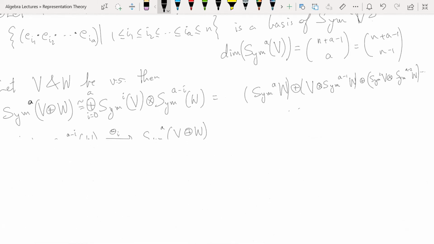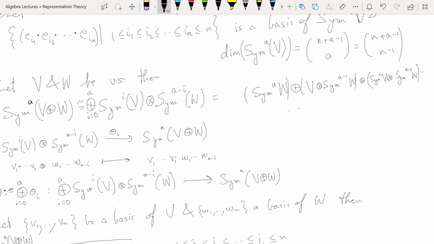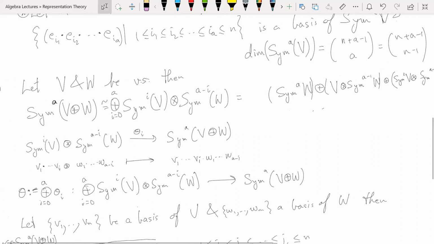Then, can you please explain this property once again? Yeah, I'm trying to tell you that if you have two vector spaces V and W, then Sym^A of V plus W is isomorphic to this. I'm just trying to expand this, to say how the right-hand side looks more explicitly. I'll tell you why these two are isomorphic. Is that your question about this problem? Yeah, that was my question.